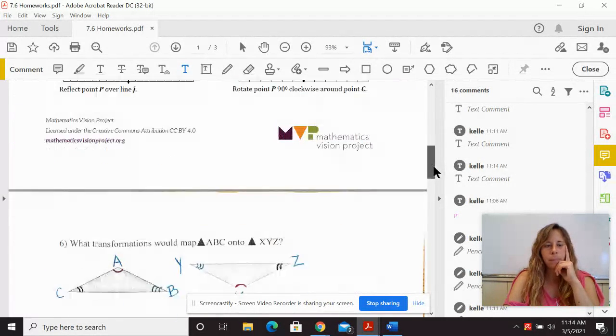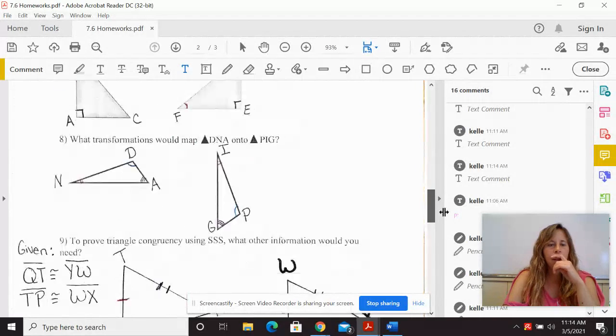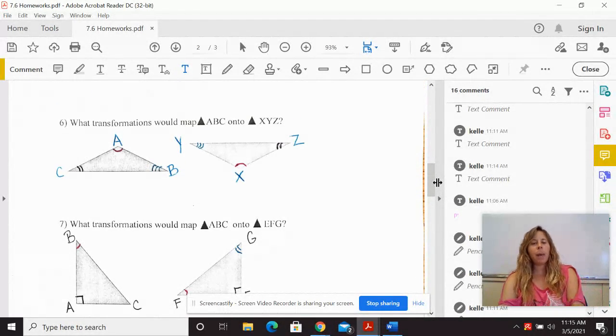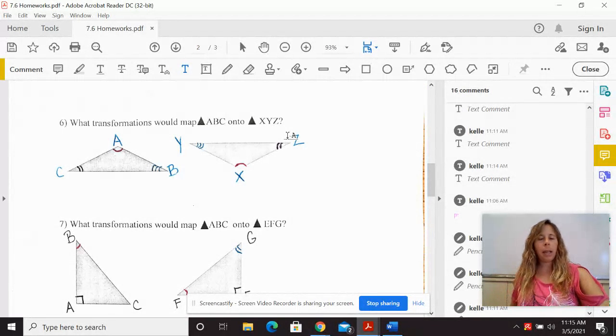Okay. Problems 6 through 8. What transformations would map triangle ABC onto XYZ? So similar to what we did in class on Friday, today, whenever you're watching this video. Okay. So how am I transforming this triangle to map it directly onto this one?